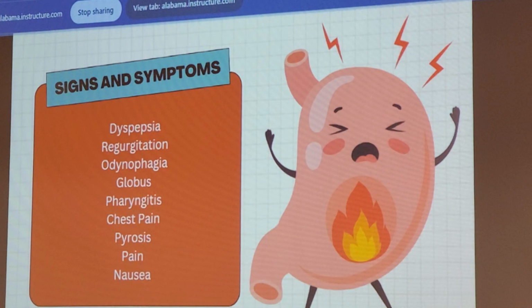All right, got a lot of signs and symptoms that can occur. We look at page 1137, box 46.6. Gonna have all the signs and symptoms that you ever want for GERD. What was the page on? Page 1137, box 46.6.